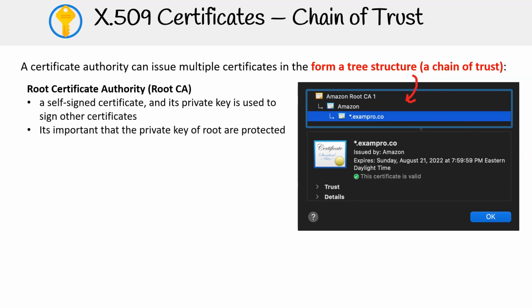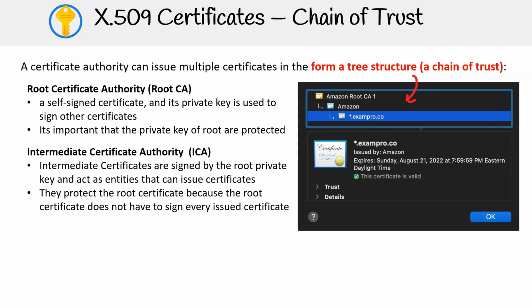This is a self-signed certificate. The private key associated with it signs other certificates. It's important that the private key of the root is protected. Intermediate certificate authority. These certificates are signed by the root's private key. They protect the root certificate because the root certificate does not have to sign every issued certificate.